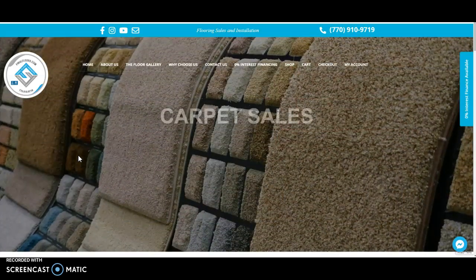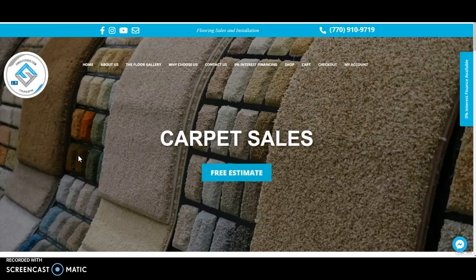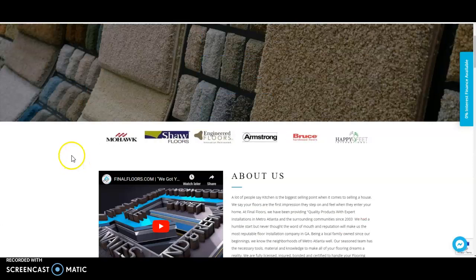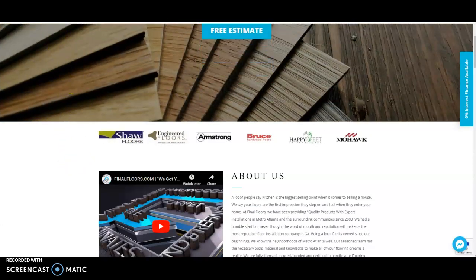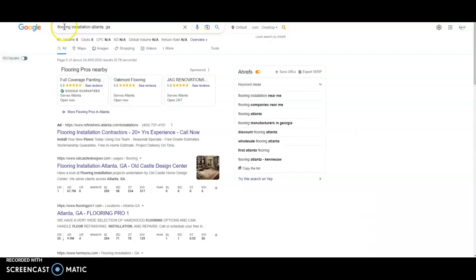And in your content, you can place these keywords throughout to tell Google exactly what terms you want your website to be found for. So for example, I went ahead and typed into Google flooring installation Atlanta, Georgia, which is one of the services you offer, and the location where you are. So this keyword is location and service based, which is what you want to have throughout your website.